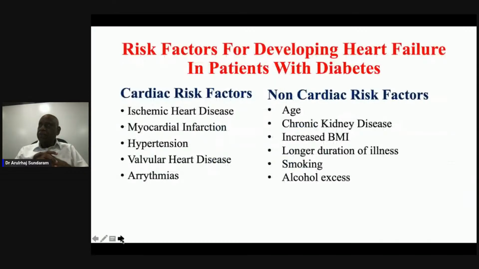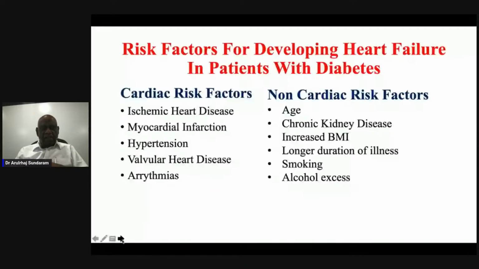The risk factors for developing heart failure in a patient with diabetes include cardiac and non-cardiac risk factors. Cardiac risk factors, as we discussed, are ischemic heart disease, myocardial infarction, hypertension, valvular disease, or dysrhythmia. Non-cardiac risk factors are age, chronic kidney disease, increased BMI, longer duration of illness, smoking, and alcohol excess.